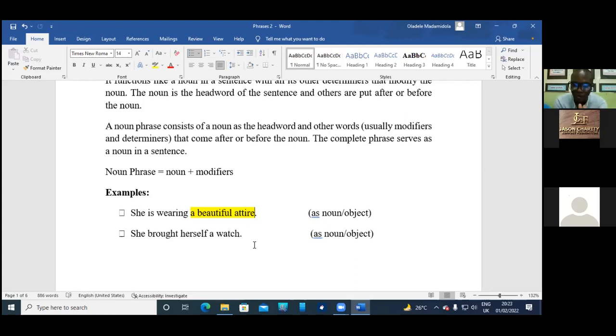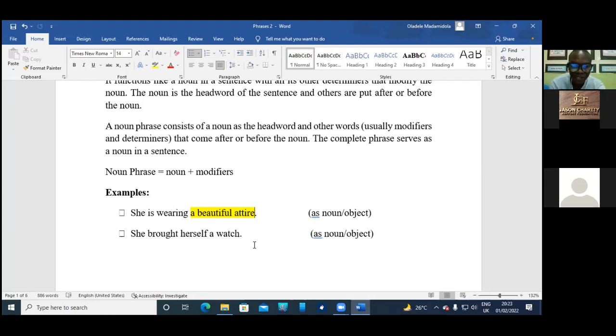Now let's look at a beautiful attire. I said before that the most important word in a noun phrase is the noun, the head word. Now, "a" here is a modifier. Beautiful is an adjective, and it's also a modifier that is telling us more about attire. Attire here means dress. She is wearing a dress. So now you have a beautiful dress. So this here is a noun phrase in the object position. Is that okay, Mary? Yes, sir.